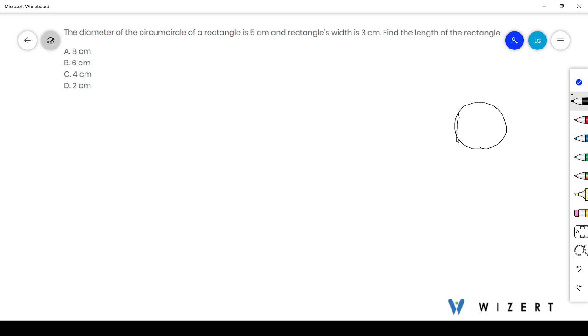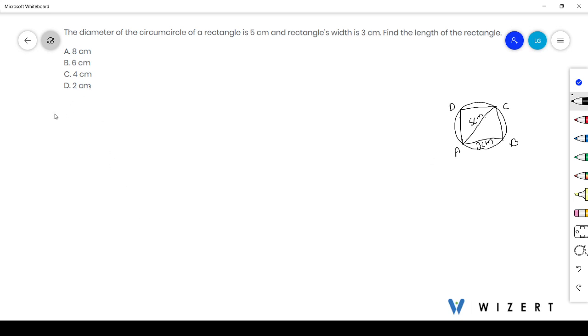Suppose this is the rectangle ABCD. This is the diameter, suppose, which is 5 cm, and AB is the width, which is 3 cm.